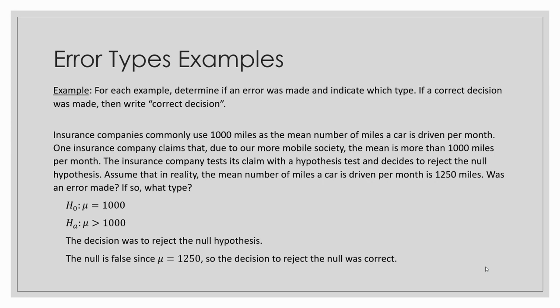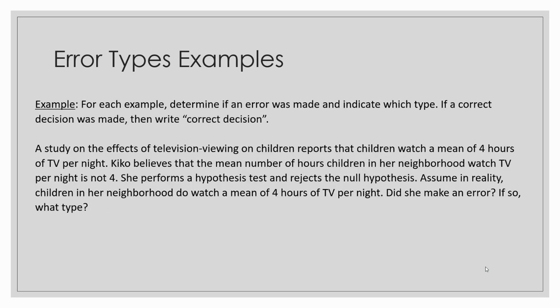Okay, so they rejected the null, which means they're supporting the alternative. The number of miles driven is more than 1,000, and in reality it was. So there's no incorrect decision here. Everything is correct. Now here's the next example. So I would encourage you again to pause the video and give this one a try, maybe all the way through. See if you can figure out whether or not an error has been made.